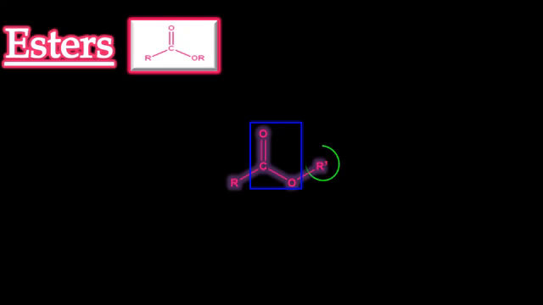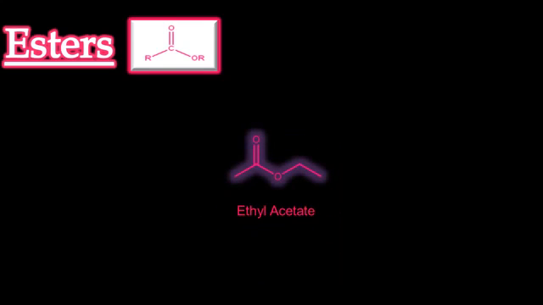Esters. Esters feature a central carbonyl group that is bonded to an oxygen atom. The oxygen is then bonded to a carbon, and the carbonyl carbon is bonded to either a carbon or a hydrogen. Ethyl acetate is a common ester, which features the carbonyl group attached to an oxygen, which is then bonded to an ethyl group, while the carbonyl carbon is bonded to a methyl group.